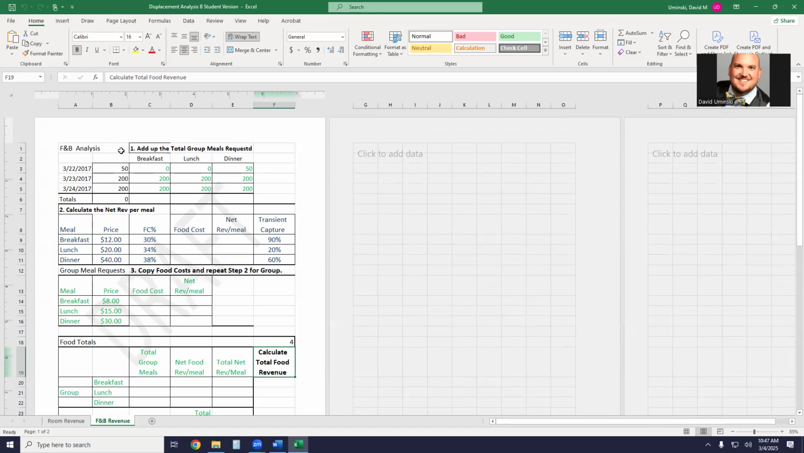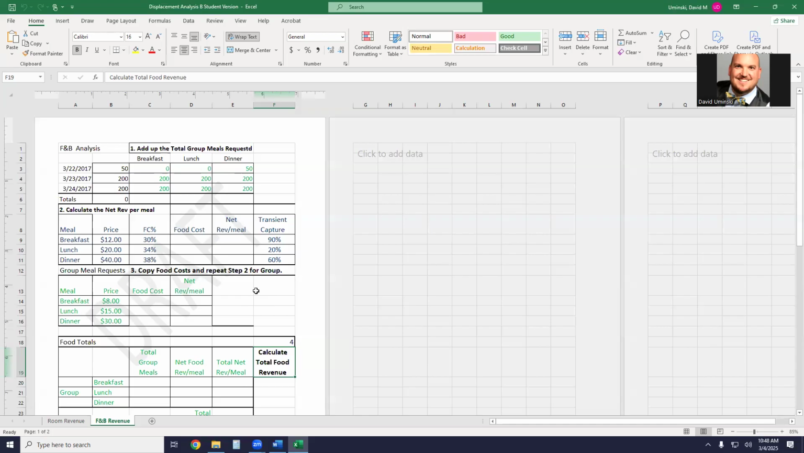For this, we can calculate, based on the information provided, the amount of food and beverage revenue that the group is going to be bringing in. We can also determine how much potential food and beverage revenue we would lose if we were to take on this group. Those guests that are displaced could potentially also order food in our dining room, at breakfast, lunch, and dinner. So we're going to take that information into account as well.